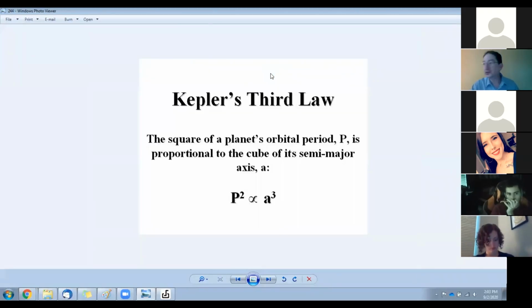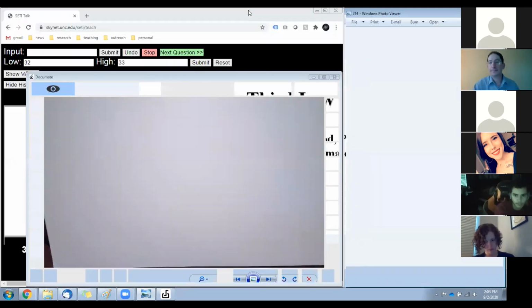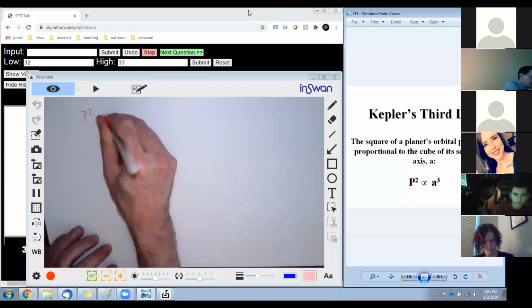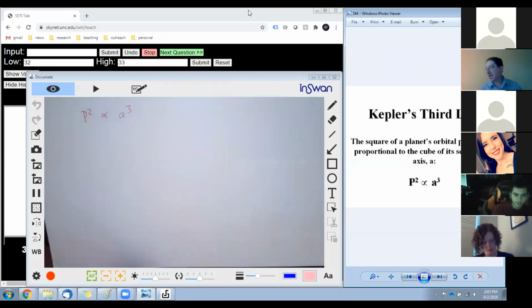And we'll use this a lot. We'll do a lot of math with this, so I'm going to spend some time describing it. Kepler's third law states the square of a planet's orbital period, the time it takes to go around, P, is proportional to the cube of its semi-major axis, which is the long radius of the ellipse, cubed. Let me write that down. So P squared is proportional to a cubed.